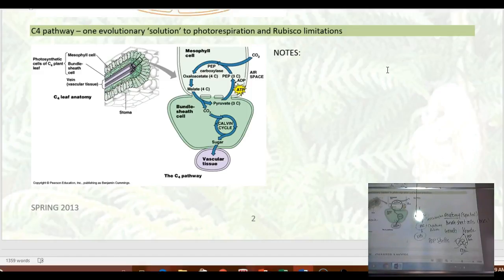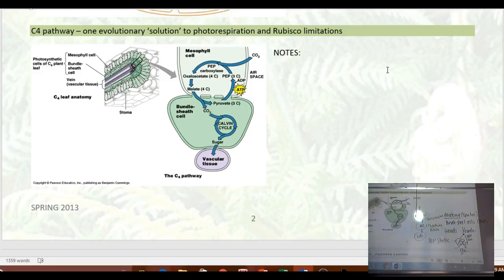It has Rubisco dealing with the PGA. It has PEP carboxylase, PEPC is a way of abbreviating that, for making OAA. So in the C4 pathway, we have two enzymes working now. Make sense so far? Summarizing what we've seen so far? Okay.